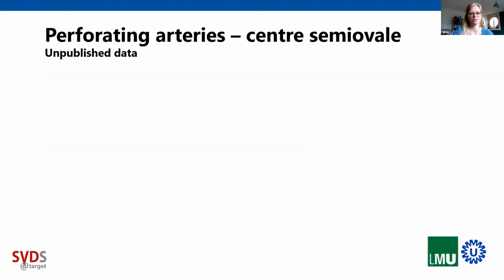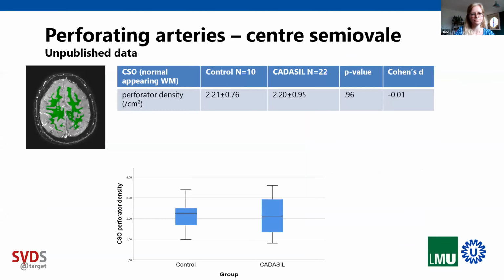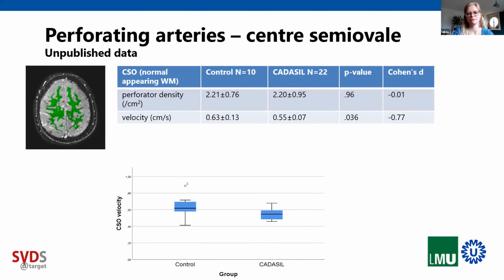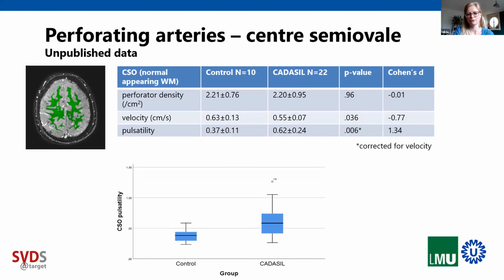Now the interesting part, the results. First, let's have a look at the results of the perforating arteries in the centrum semiovale. These are unpublished data. First of all, when we look at the perforator density, we see that this is highly similar between CADASIL patients and controls. Blood flow velocity, however, is significantly lower, and blood flow pulsatility is significantly higher in CADASIL patients. And you can see that the effect sizes are quite large.